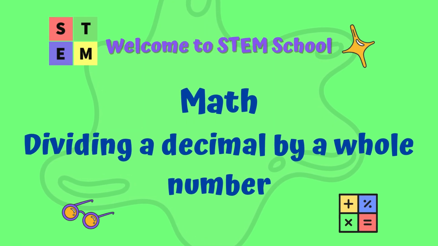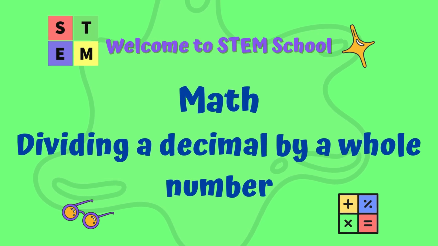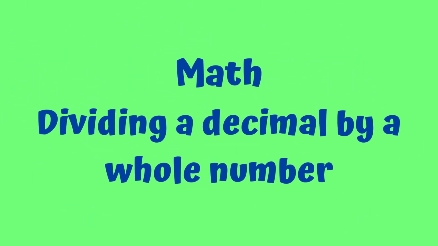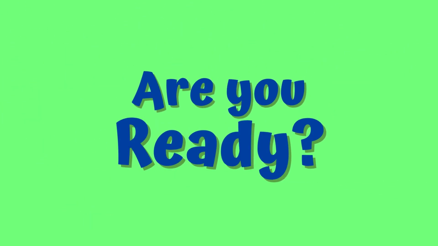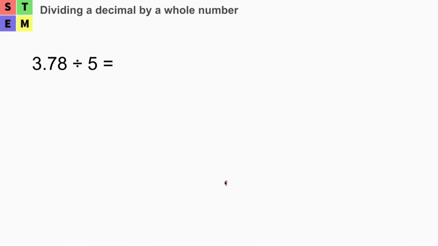In this lesson, let's learn about dividing a decimal by a whole number. Let's take a look at our first example here. We have 3.78 divided by 5. So let's calculate. We have 3.78 and divide by 5.